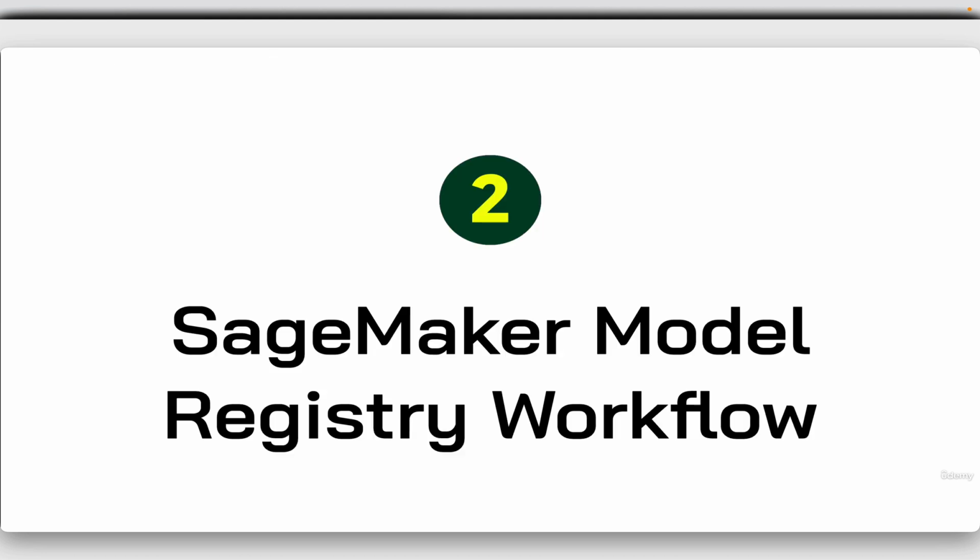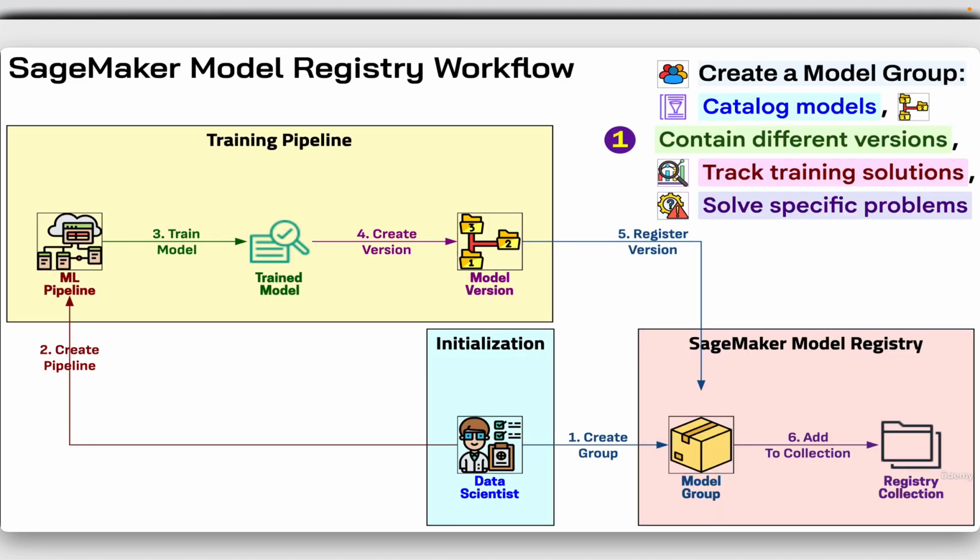Second topic, SageMaker Model Registry Workflow. And to begin the workflow, you catalog your models by creating a SageMaker Model Registry Model Group. So this is the first thing you create. And this group serves to track all the models you train to solve a specific problem and acts as a container for different versions of that model.